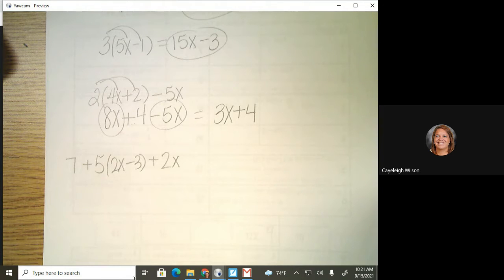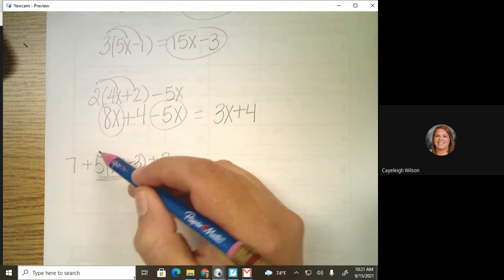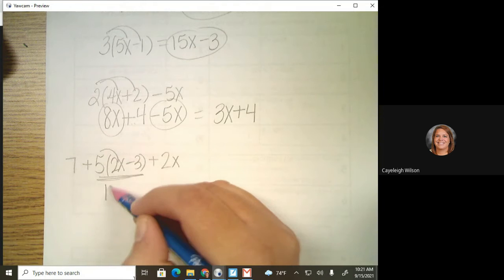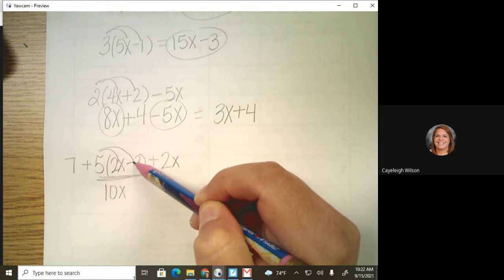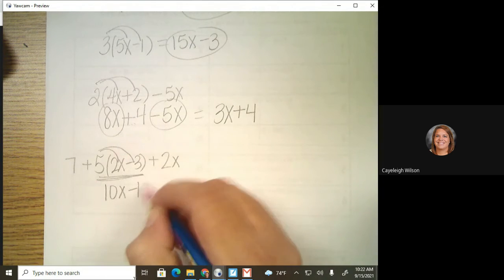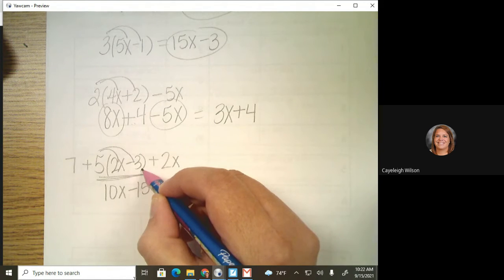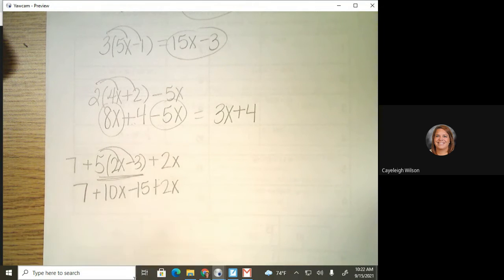Okay. All right, so I always start with the parentheses, so I'll start here. So I only distribute to what's in the parentheses. So 5 times 2x is 10x. And then 5 times what? -3, which is -15. And then that's all I distribute to because that's all that's in the parentheses. And then I still have this plus 2x, and I still have this 7.